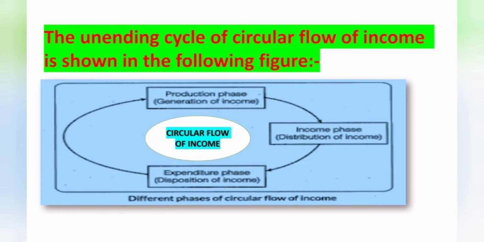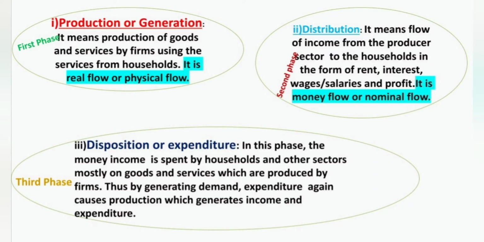In the process of production, income is generated, which is further distributed among different factors of production in the form of money income, such as rent, wages, interest, and profit for rendering their services. Such income is further spent on final consumption and forms aggregate expenditure. Thus, production generates income, income gives rise to demand for goods and services, and demand in turn generates expenditure, and again expenditure leads to further production.